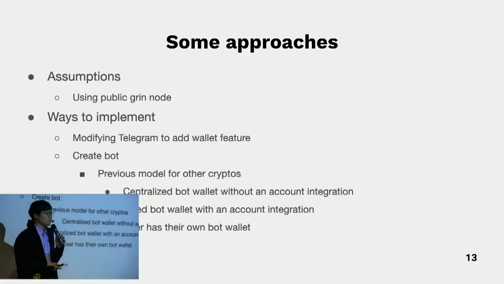There's one assumption: we assume that there's one public Grin node, because it's hard to put the node inside the messenger. And there are two big ways. One is just modifying Telegram itself, and the other one is a bot-based approach.